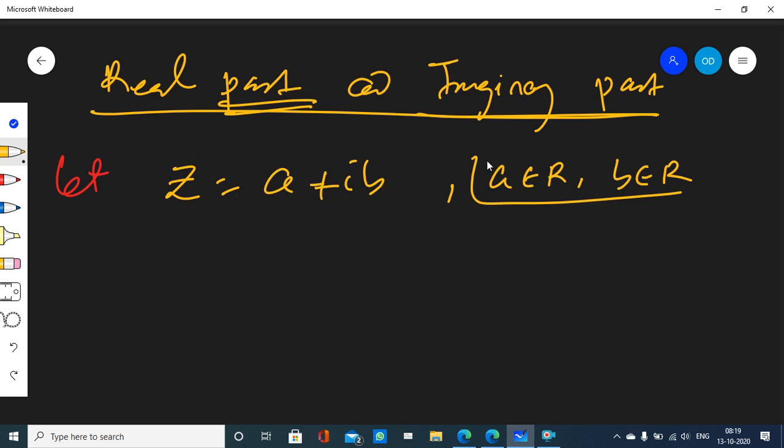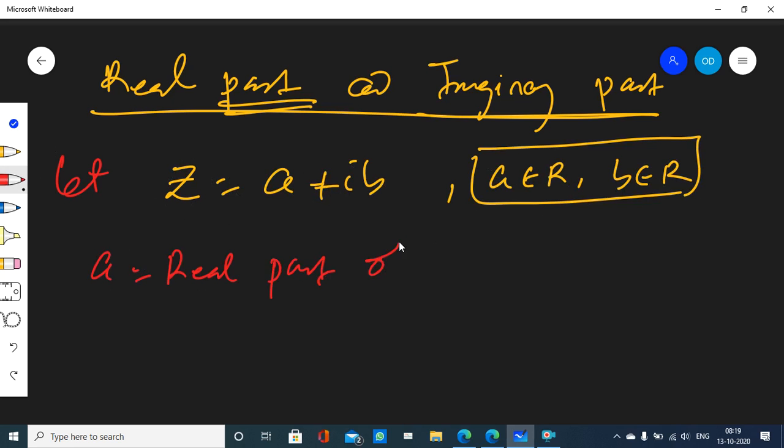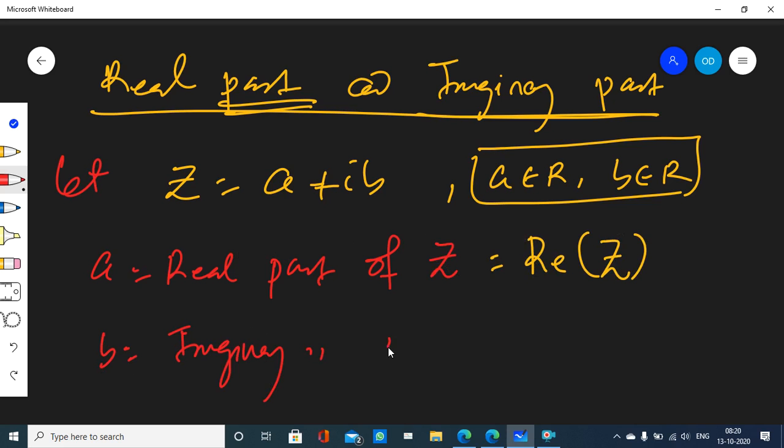Remember, a is called the real part of the complex number z. In short, we write it like this: Re(z). a is the real part of the complex number, and b is called the imaginary part of z. In short, we write it as Im(z). Okay, so a, b are the real and imaginary parts.